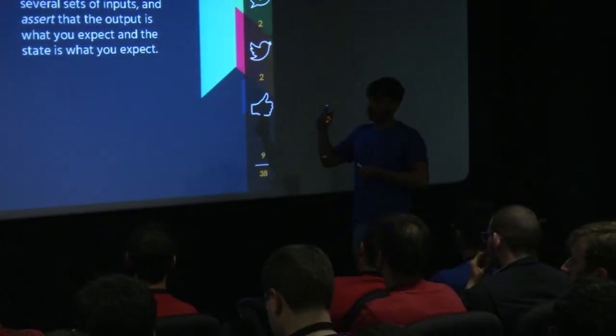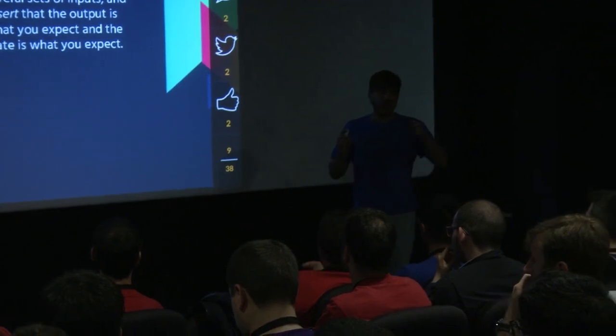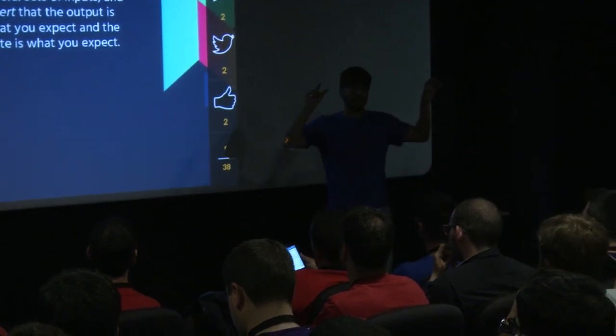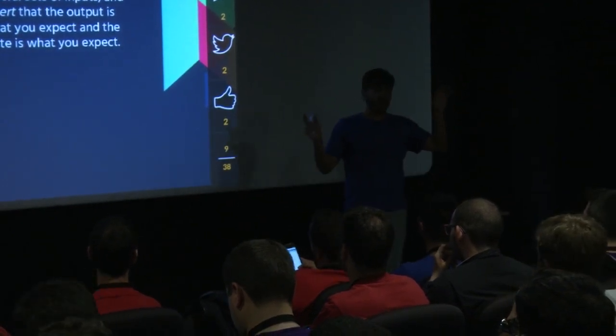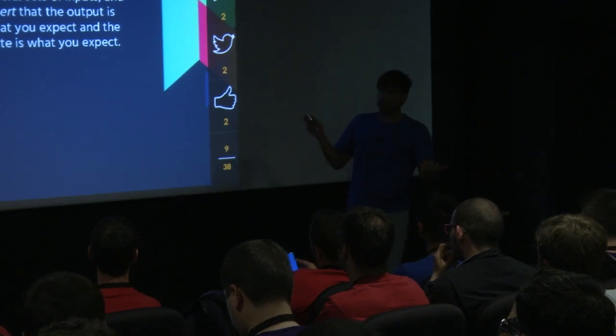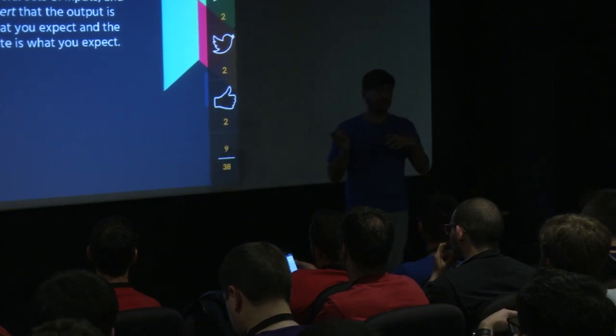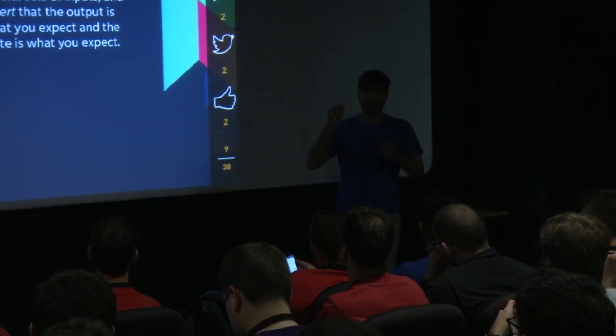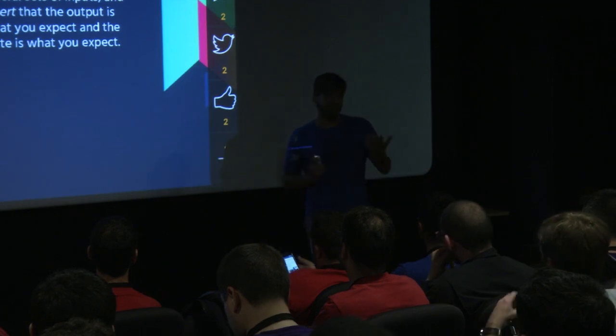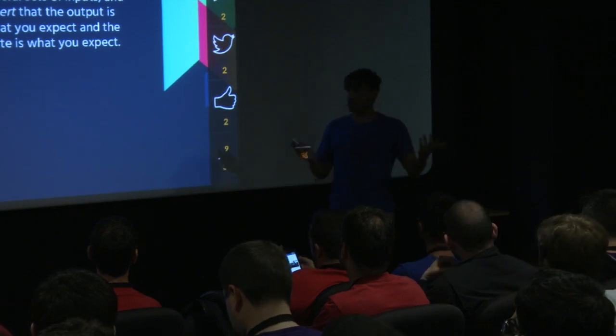Testing is all about assertions, making sure that given the right conditions, you get the right output or the right changes in state. Because sometimes you don't want to get an output, but you want to set something, or a property in a class, and you want to make sure that that worked.